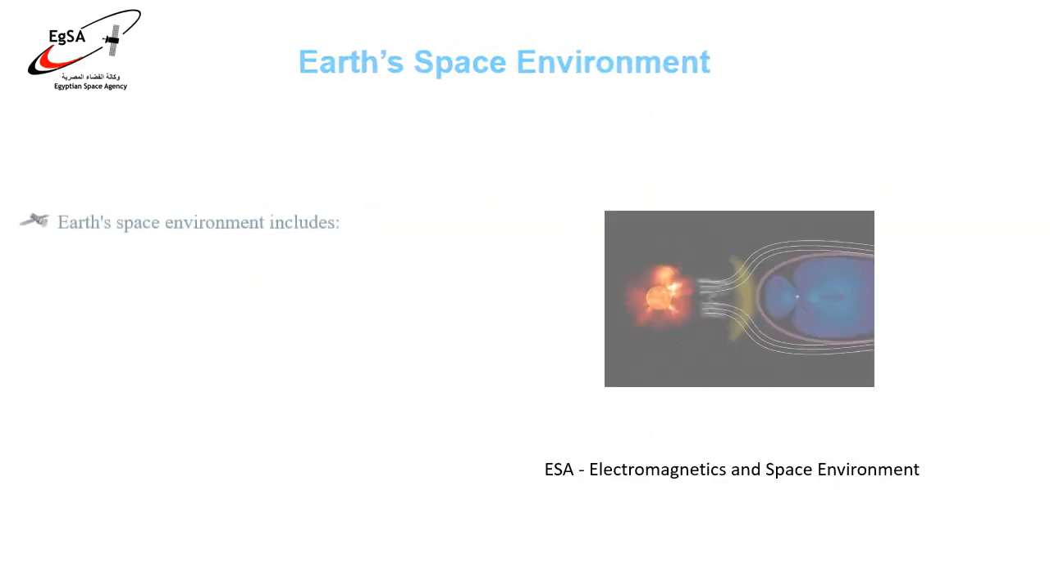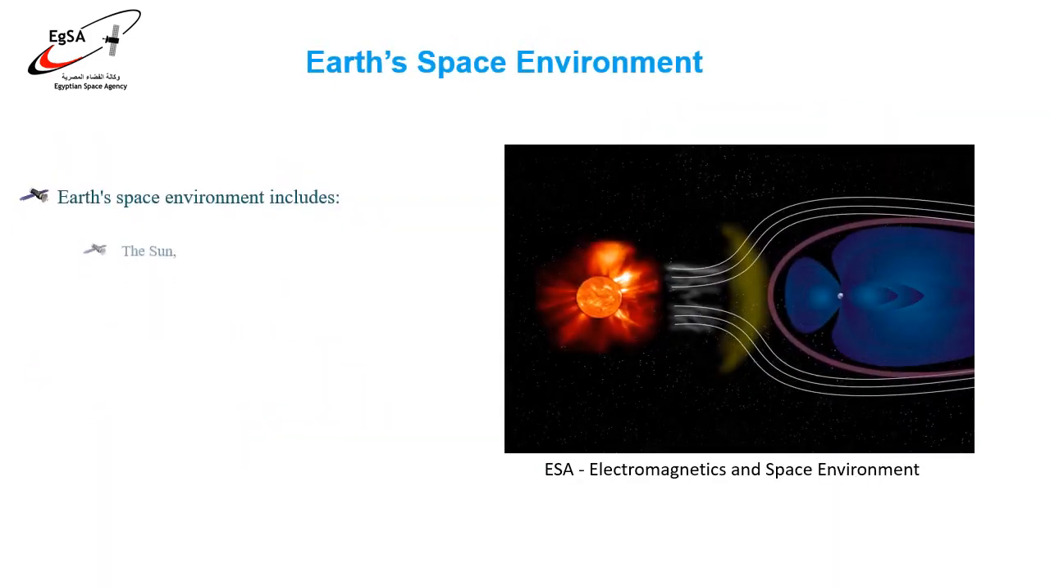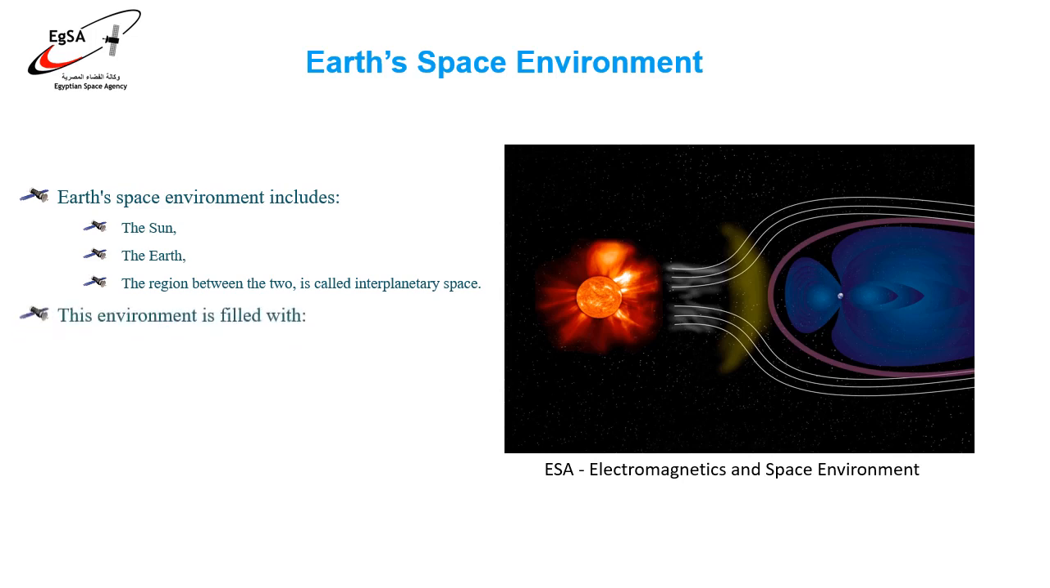Earth's space environment includes the Sun, the Earth, and the region between the two, which is called interplanetary space. This environment is filled with plasma and ionized particles, light, and magnetic fields.